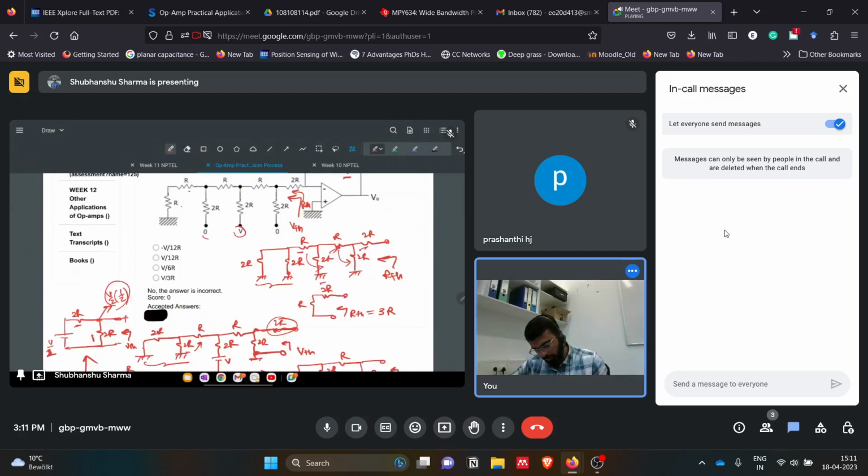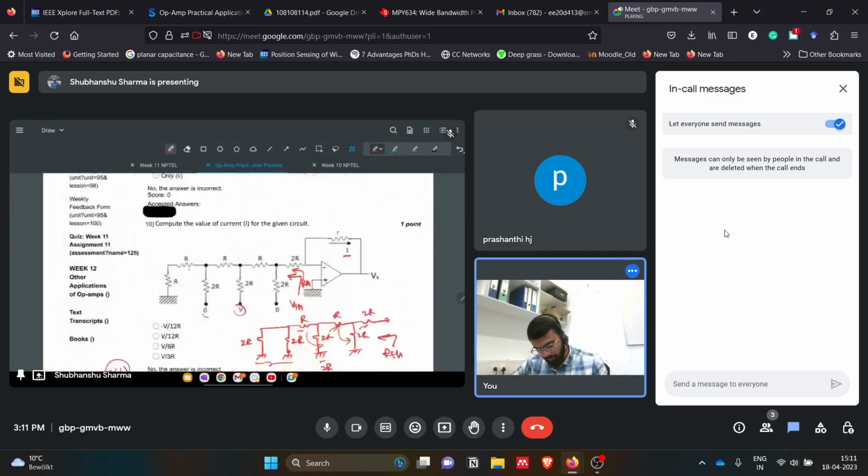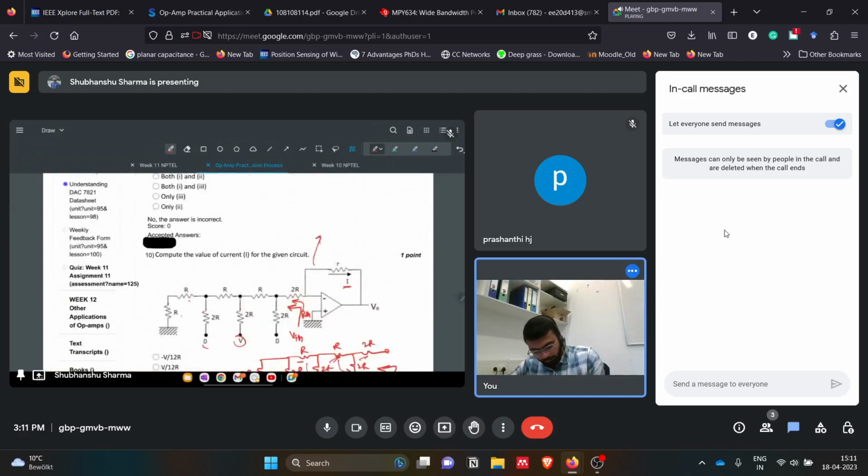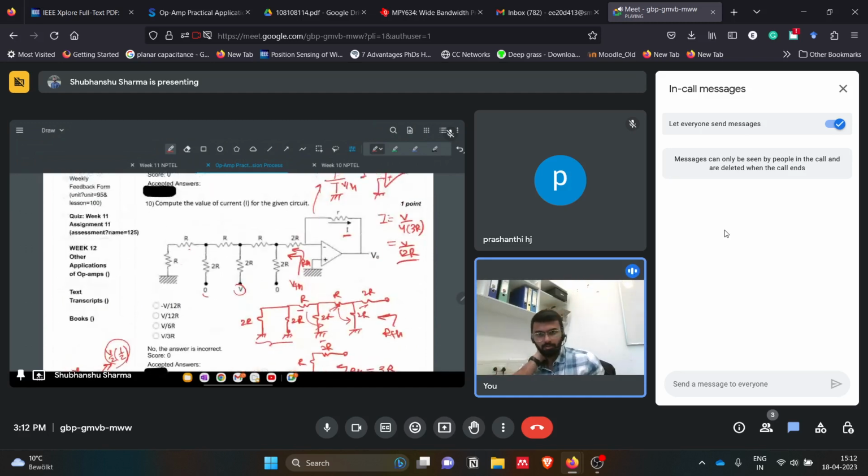So finally I will write it here. We will have something like this is V by 4, we have 3R here, we have R here, and this one is minus plus. So the current flowing in this branch we can easily calculate, it will be the same current, and it will be V by 4 divided by 3R. So it will be V by 12R. Okay, so based on that you can answer the question.